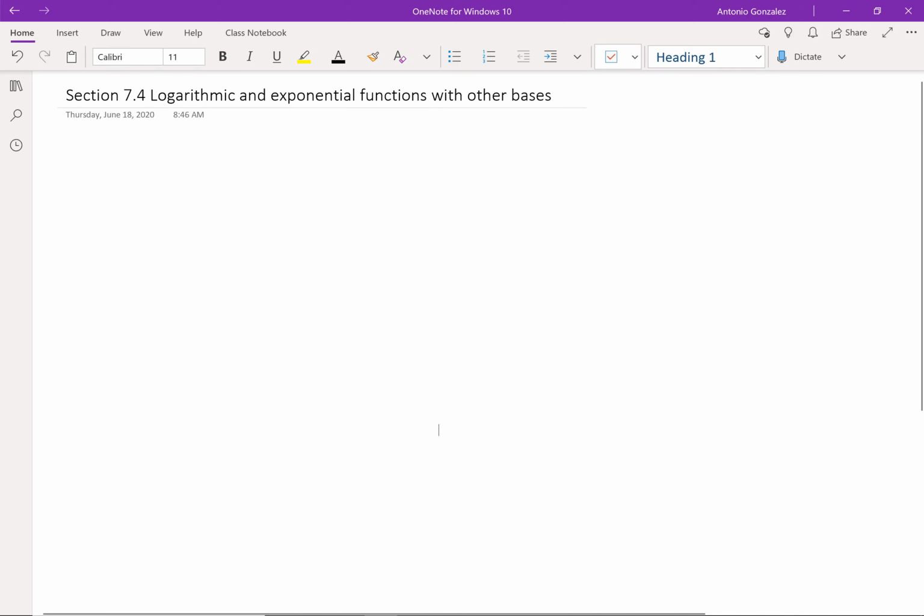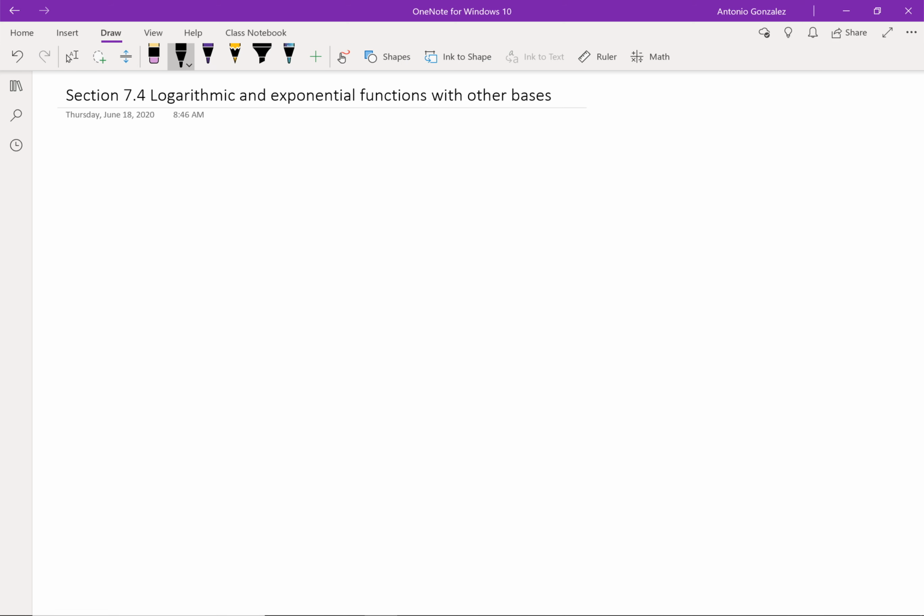Okay, so we're going to go over section 7.4 and we're going to look at logarithmic and exponential functions with other bases. So let's take a look at exponential functions first. So we're going to define exponential functions with general bases.